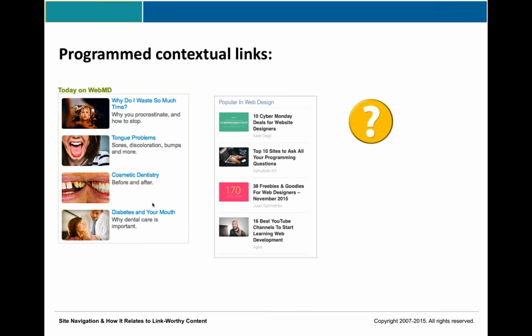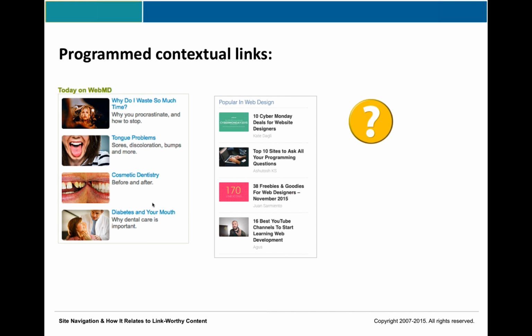Programmable contextual links, for example, might be most popular and also most recent. Again, these are things that you commonly see programmed into WordPress, Magento, Drupal, all kinds of other things. Now look at these links. Are they contextual? What does procrastination and tongue problems have to do with each other?